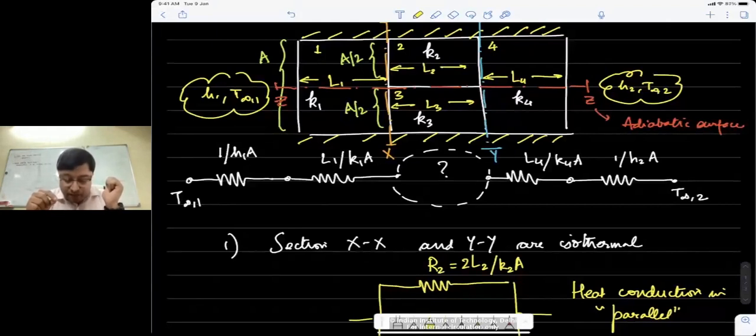So yes, you have a good point. We are assuming that any plane in between is isothermal, right? Unless we assume that every plane anywhere in between sections XX and YY is also isothermal. So we are implicitly assuming that everything is isothermal there.